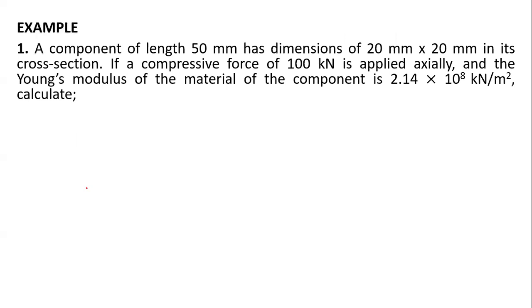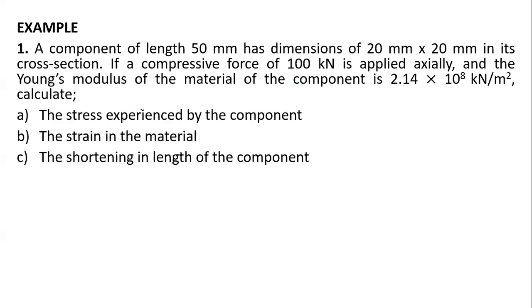Let's look at some examples then. In this example, we're told we have a component whose length is 50 millimeters. The dimensions are 20 millimeters by 20 millimeters in its cross-section. Then a compressive force of 100 kilonewtons is applied axially, meaning along the axis. And Young's modulus is 2.14 times 10 to the power 8 kilonewtons per square meter. So what do we need to find? The stress, the strain, and the shortening in length of this component.